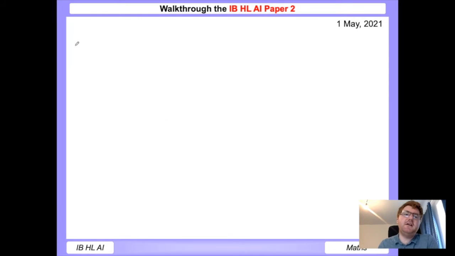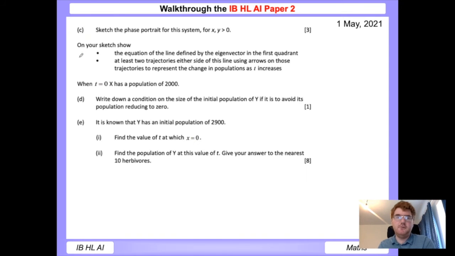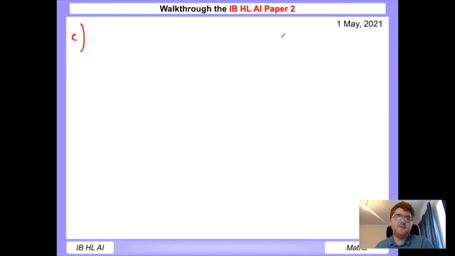Okay, part C, we're going to do what's called a phase portrait. So we're going to sketch the phase portrait for the system for x, y greater than 0. And this makes sense because we're looking at a real life situation, so no negatives, yeah? We can't have negative 15 herbivores or something. On our sketch, we need to show the equation of the line defined by the eigenvector in the first quadrant, at least two trajectories either side of the line using arrows on those trajectories to represent the change in populations as t increases. So let's just start my sketch first of all.